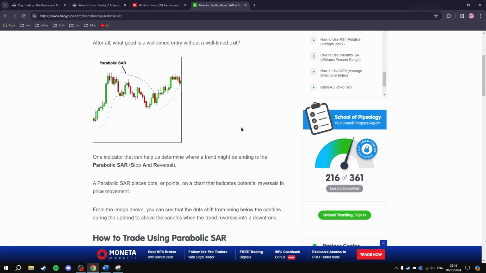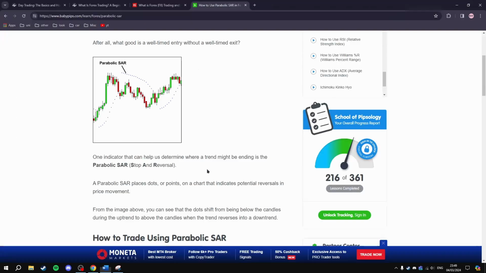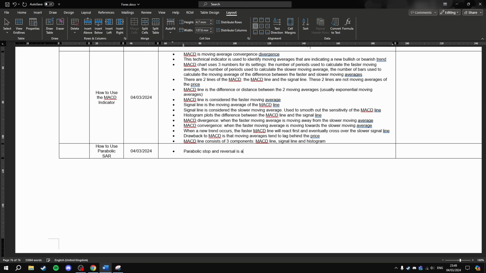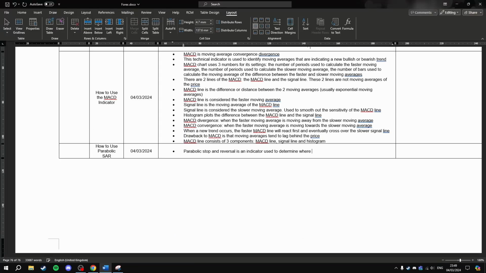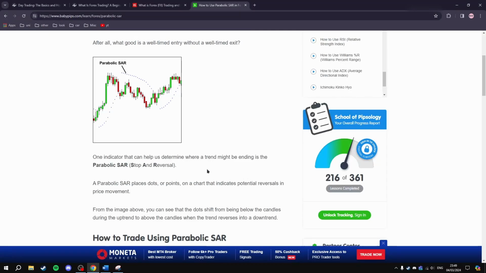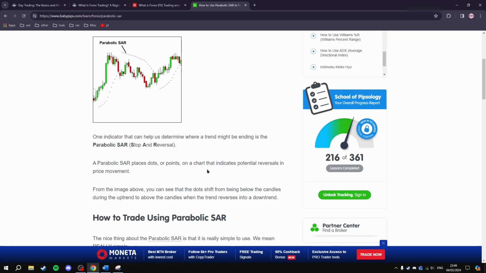One indicator that can help us determine where a trend might be ending is the parabolic SAR, stop and reversal. Parabolic stop and reversal is an indicator used to determine where a trend might be ending. A parabolic SAR places dots or points on a chart that indicates potential reversals in price movement.